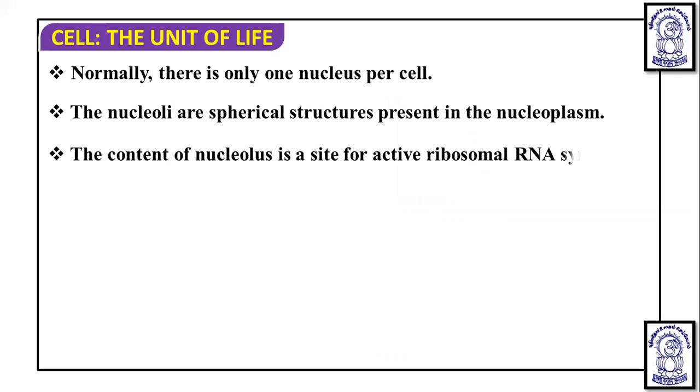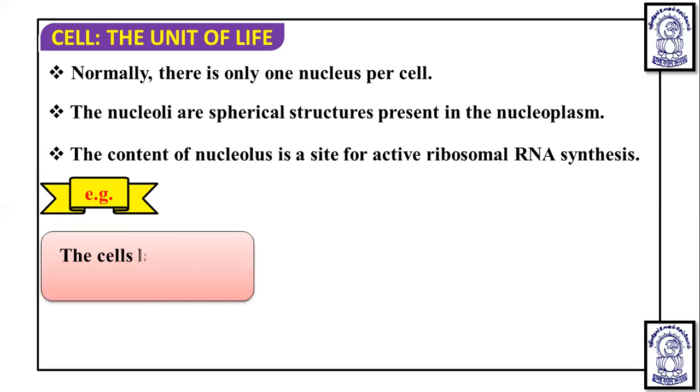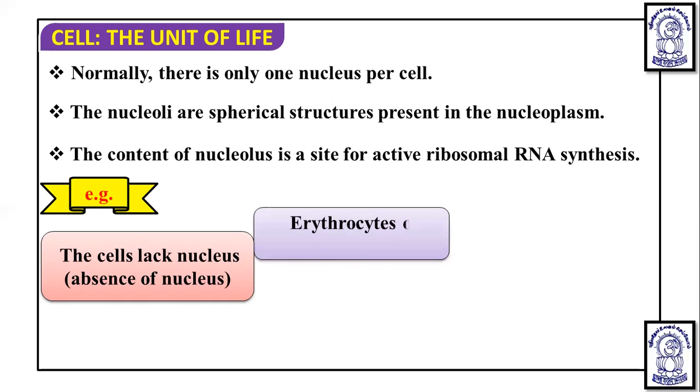The nucleolus is a membraneless structure found within the nucleus, and it is mainly involved in ribosomal RNA synthesis, or rRNA synthesis. So if somebody asks what is the function of the nucleolus, you should answer that it is involved in rRNA synthesis. Cells like these that lack a nucleus are known as anucleated cells.